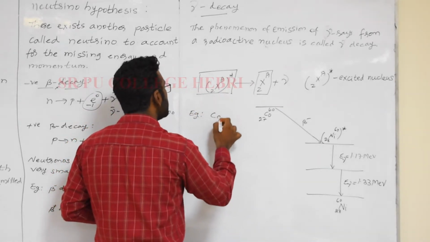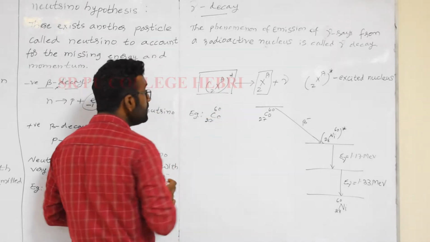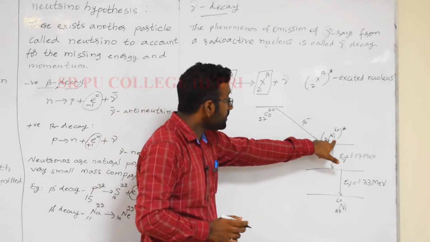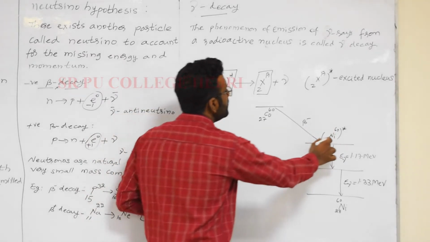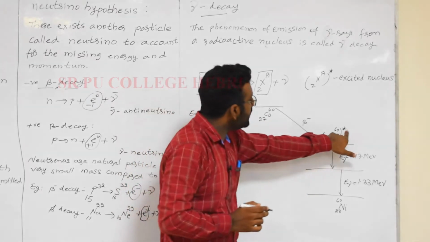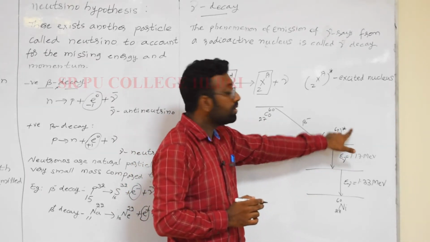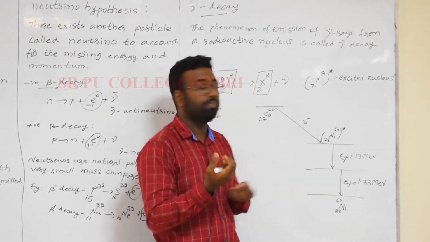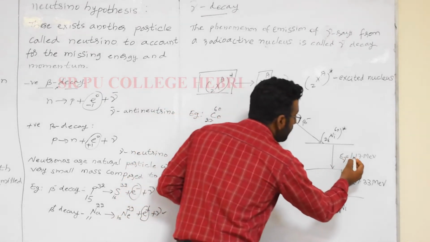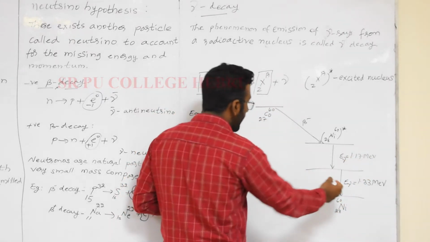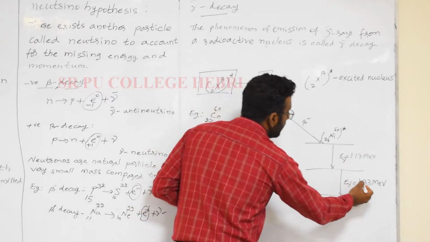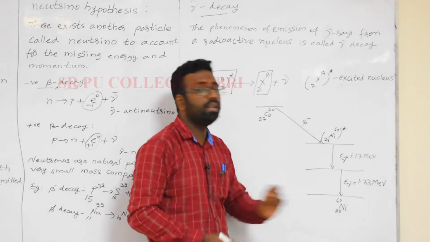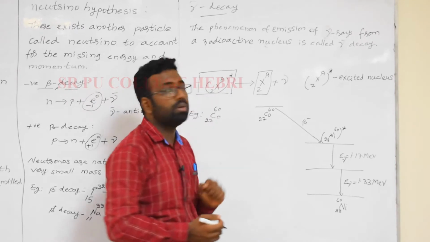Okay, we can see an example. The famous example is about cobalt 60. When this cobalt 60 undergoes beta decay, it goes to nickel, nickel 60 (atomic number 28). Then this nickel de-excites to the lower energy states with two gamma rays. One gamma ray has energy 1.17 mega electron volt and another gamma ray has 1.33 mega electron volt, and it goes to the stable state of nickel 60.